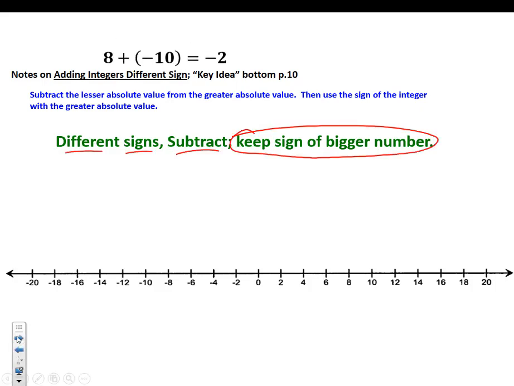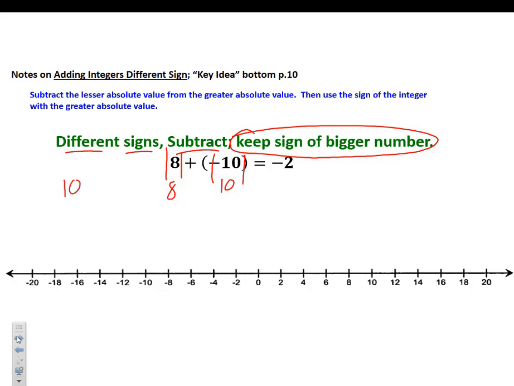Okay? So here we have 8 plus a negative 10. If I were to use what the book said, we would then spend time taking the absolute value, and we would get 8 for the absolute value of 8, and we get 10. And then we'd take the greater absolute value, 10. We'd subtract the lesser absolute value, 8, and we'd get 2. And then we come over here, and the greater absolute value is 10. And the sign of that 10 is negative, so we'd get a negative 2. That is a lot for me to remember. That's confusing. So now we're not going to think absolute value anymore.